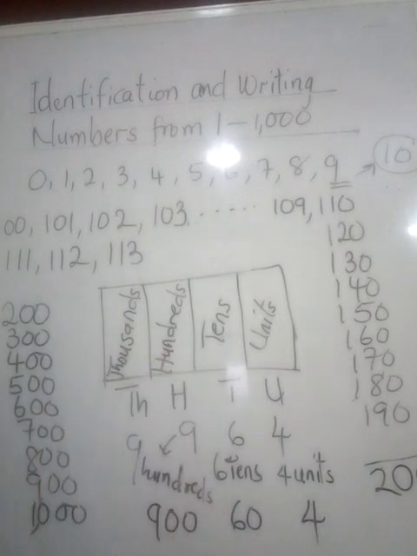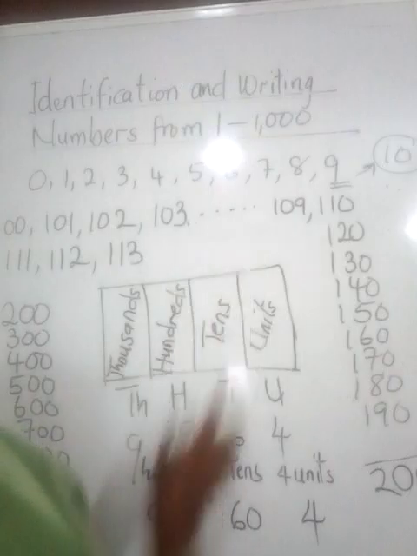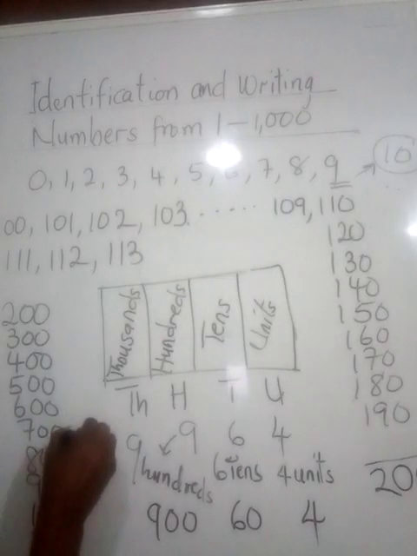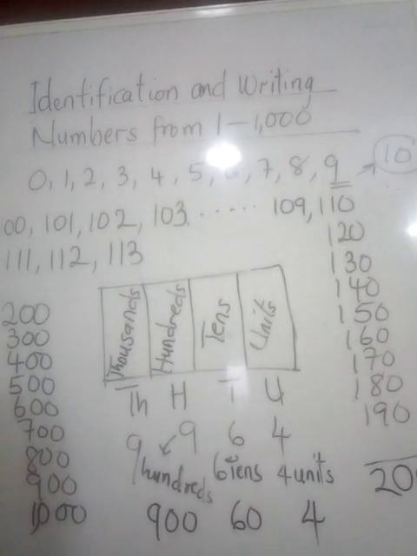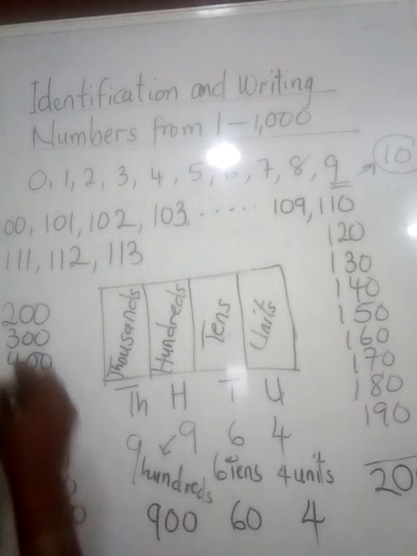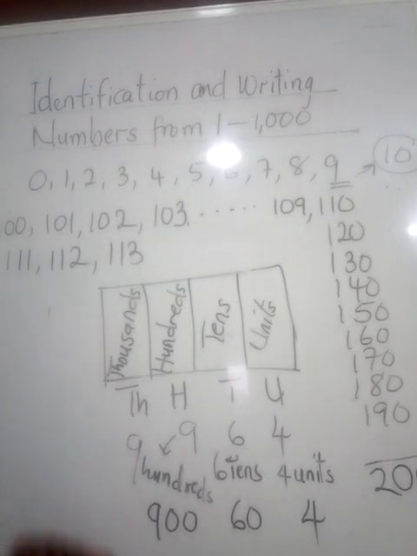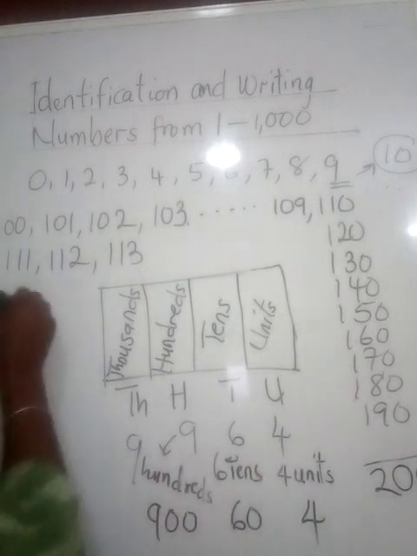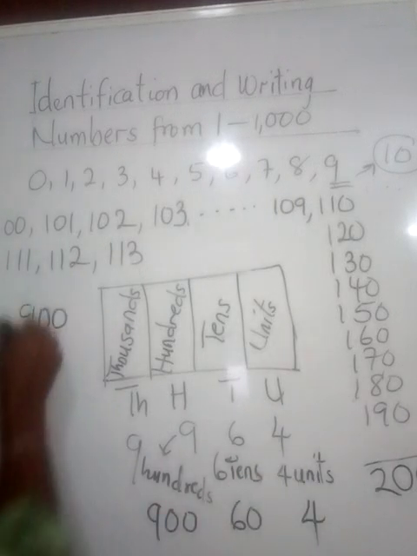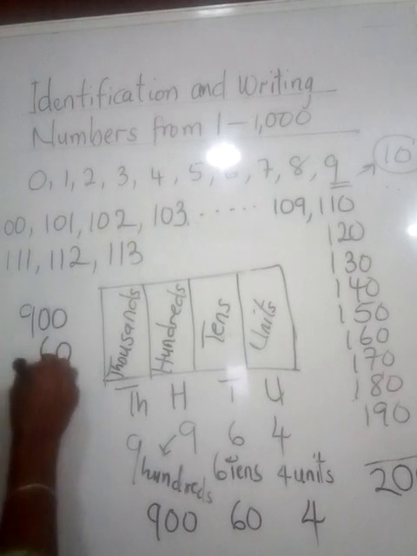So to get what this number stands for, you can just add everything together. So you got to excuse me. I think I can erase this now, right? 200, 300, 400, 500, 600, 700, 800, 1,000 is simple. You should be able to remember that. Okay, so to get this number, you have 900 and then 60 and then 4.